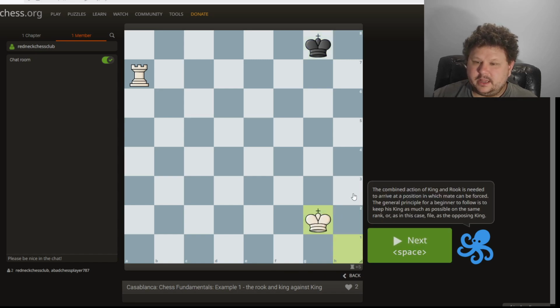The combined action of king and rook is needed to arrive at a position in which mate can be forced. The general principle for a beginner to follow is to keep his king as much as possible on the same rank, or in this case file, as the opposing king.